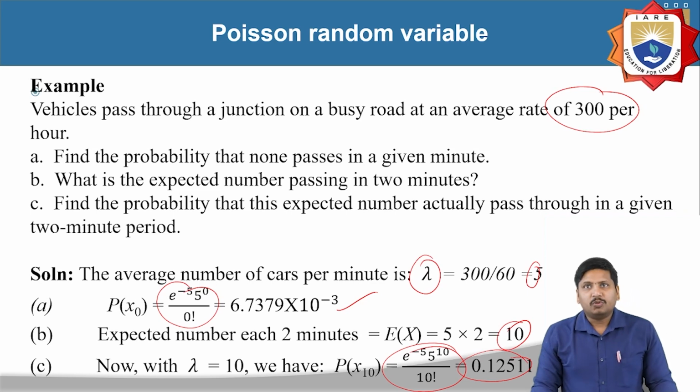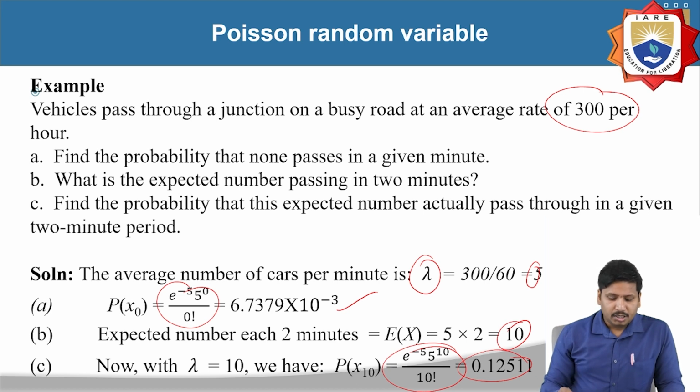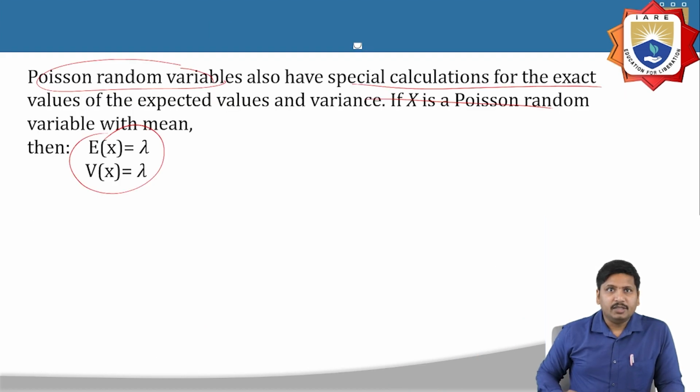So these are the various possible Poisson random variable functions. Next is the number of cars per minute and the Poisson random variable, and the expected value and variance are given by these equations. So variance is also the same.